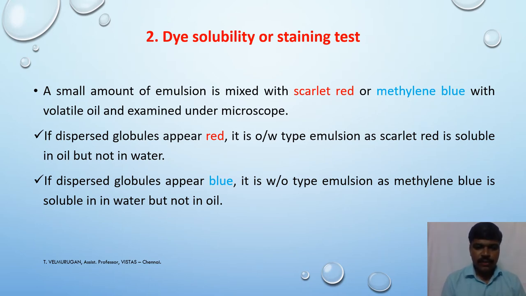If dispersed globules appear red, it is oil in water type of emulsion, as scarlet red is soluble in oil but not in water. Just now I discussed that. Then if dispersed globules appear blue, it is water in oil type of emulsion, as methylene blue is soluble in water but not in oil.